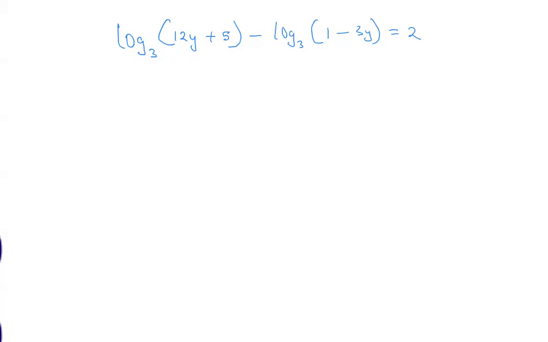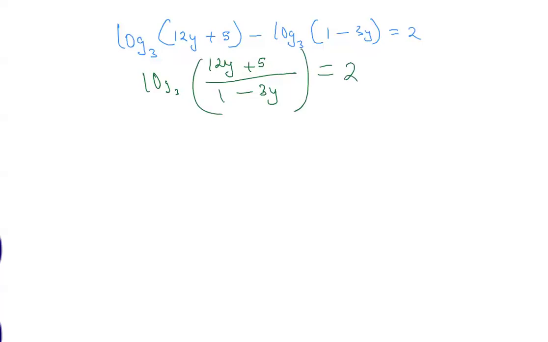Do it now. So if you have to solve this question, you have to find the value of y. You just need to apply the law of indices. Both of them have the same base. So what you need to do here is, you look at it that this is take away, so it's going to turn to divide. So it's going to be log 3, 12y plus 5 divided by 1 minus 3y equals 2. Then that gives you what? 12y plus 5 over 1 minus 3y equals 3 squared.